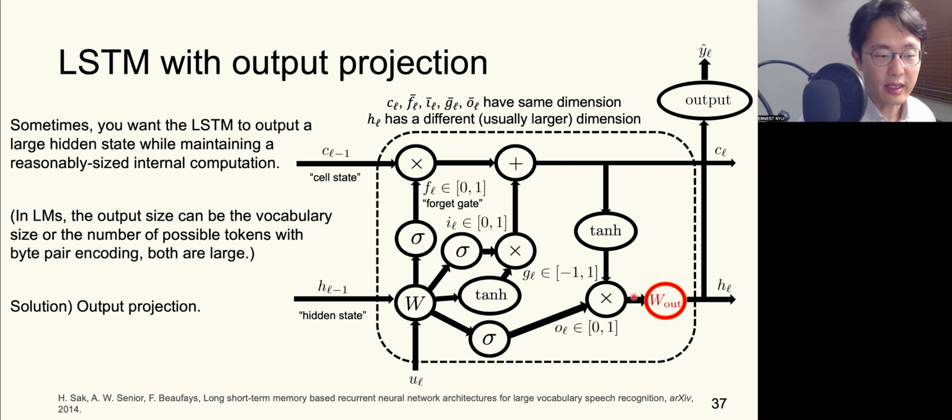So in the vanilla LSTM, this output served as the hidden state, H sub L, but in this version of LSTM, we'd feed that through a linear layer that produces a hidden state H sub L with a larger dimension. Now, by design, the C vector, the F vector, the I vector, the G vector, the O vector, these must have the same dimension. So these will have a smaller dimension. So the internal computation that goes on in here has a much smaller dimension, while the hidden state H has a larger dimension as needed.